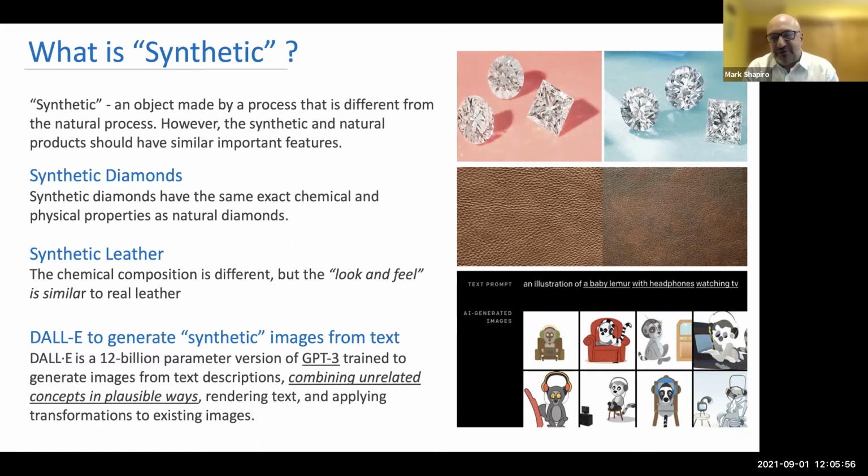Closer to our objective is the DALL-E project that the GPT-3 team released a few months back. That model can generate images from text descriptions, and so it combines unrelated concepts in plausible ways. And again, the key point here is what is plausible? That becomes very important for health data, because synthetic health data should have similar statistics, but it also should be reasonable or plausible from the clinical point of view.